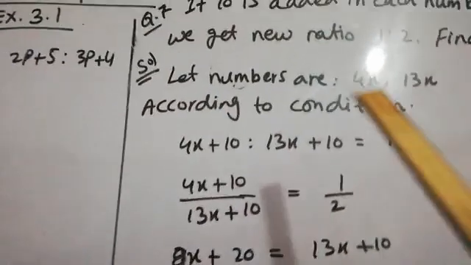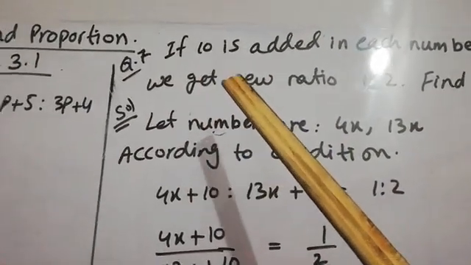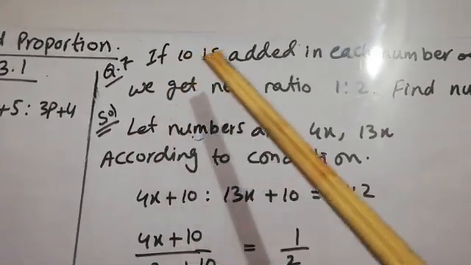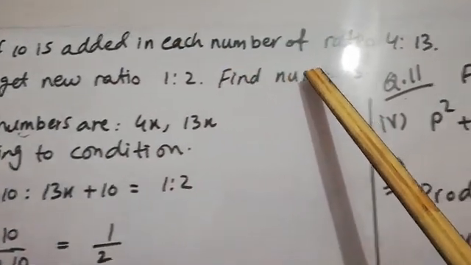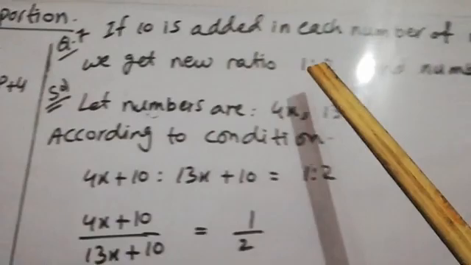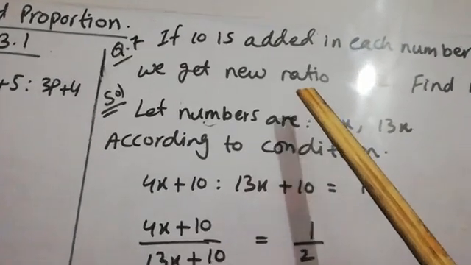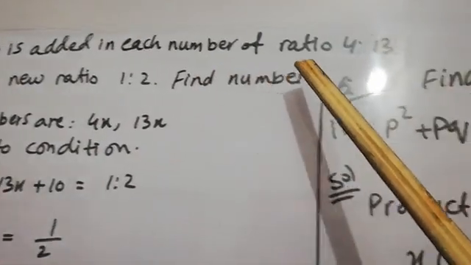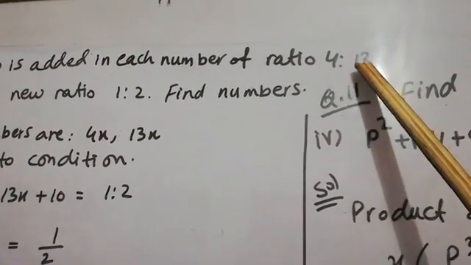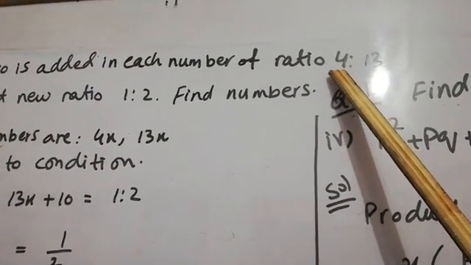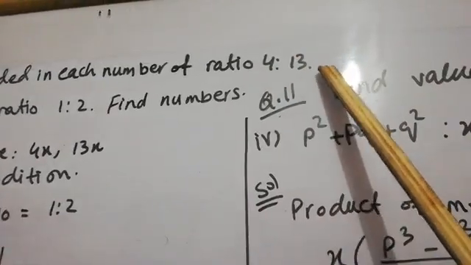Now dear student, question number 7, this is a little bit different. Question number 7 is: if 10 is added to each number of the ratio 4 ratio 13, we get a new ratio 1 ratio 2, find the numbers. My dear student, for example, we have a number x, and each number of the ratio means we have the relationship between x and this ratio. Then we will get the numbers 4x and 13x.